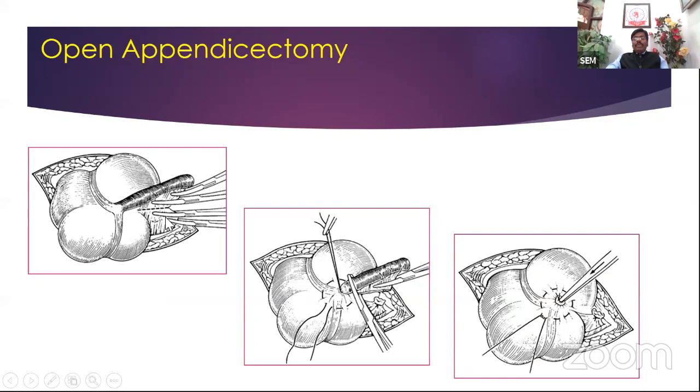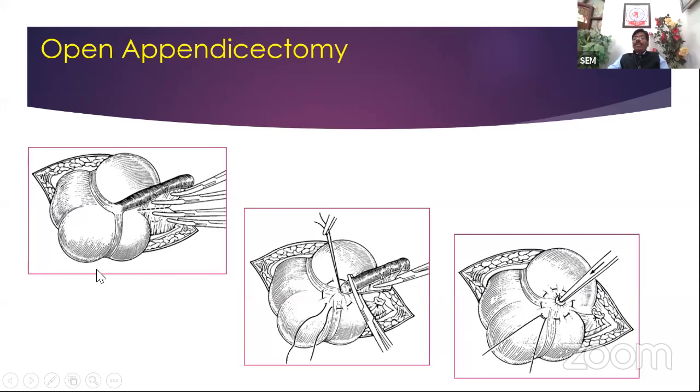You divide the appendicular vessel, then the appendix is ligated at the base and then divided, and the remaining base of the appendix is buried inside by taking what we call the old lady's purse, like a purse string suture. Then you push this appendicular stump inside and close it. So the appendix stump is buried once and for all, and you send this specimen for histopathological examination.